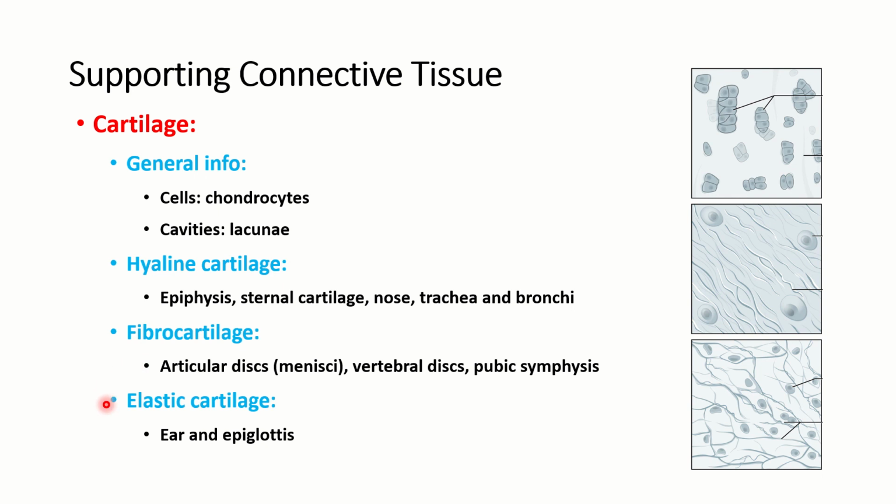And elastic cartilage, this is very flexible, not strong. And you see it in the ear and the epiglottis. Epiglottis is in the larynx. And it has these elastic fibers. They are darker in color and they are going in different directions. And these are the chondrocytes.